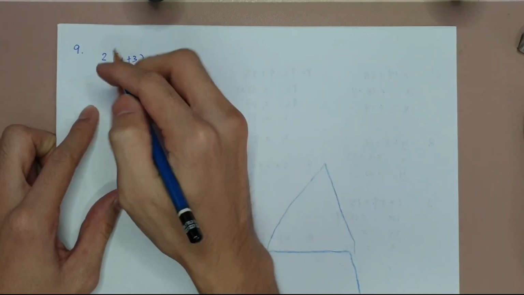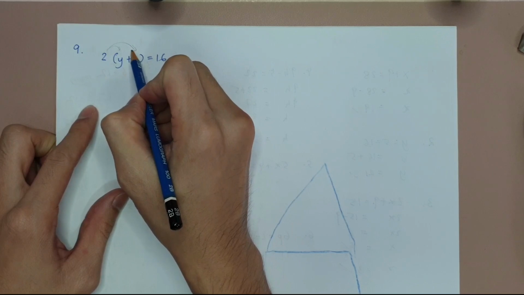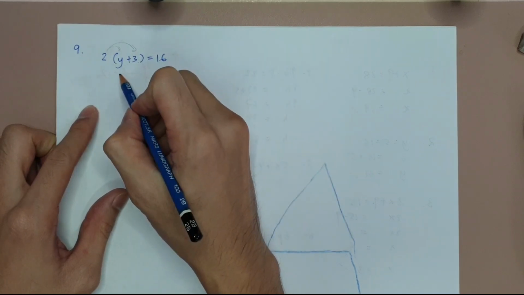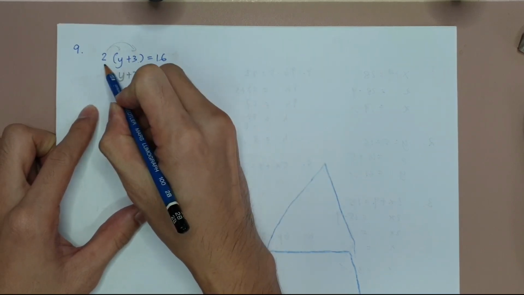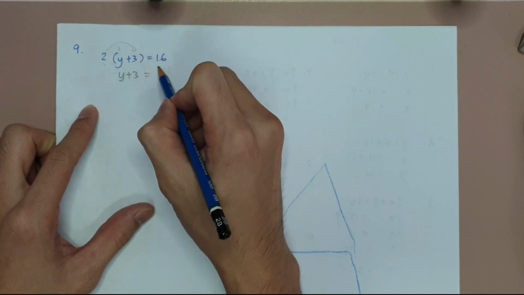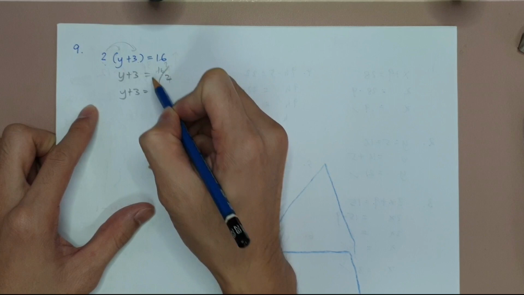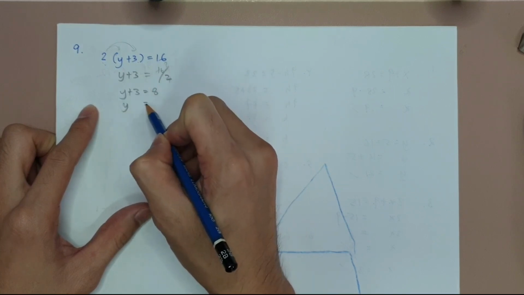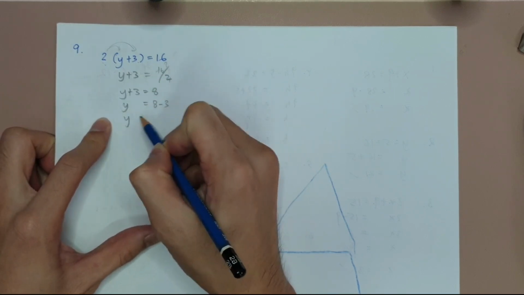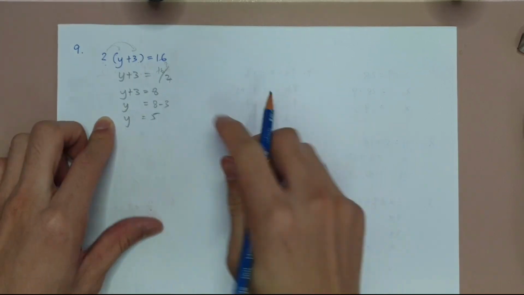Students will say, teacher, can I distribute in? My answer is yes. But why not you make it fast? y plus 3 equals, since they are times, bring them and divide. Correct or not? So you bring them and divide, you get 8. Then you bring the plus 3 over, so you get 8 minus 3, y equals 5.